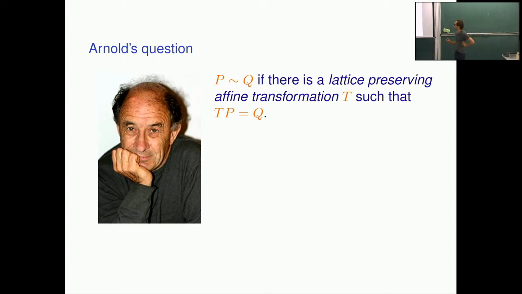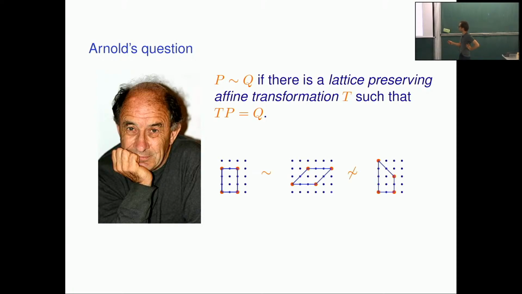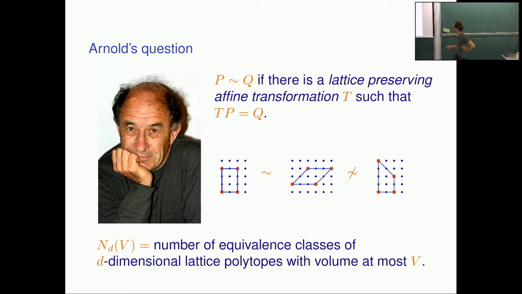So we say that two convex lattice polytopes are equivalent if there's a lattice-preserving affine transformation that carries one to the other. So for example, here we can rotate by 90 degrees and shear to get from the first to the second, so they're equivalent. The third one, even though it has the same volume as the first one, isn't equivalent because there's no lattice-preserving affine transformation that would take it to either of the other two.